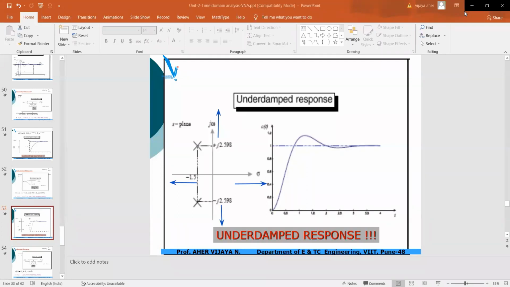2.598 is here. So my pole is located at this point. Okay, when real part is -1.5 and imaginary part is at plus 2.598, my pole is lying over here. Again, pole is located at left half of S plane.